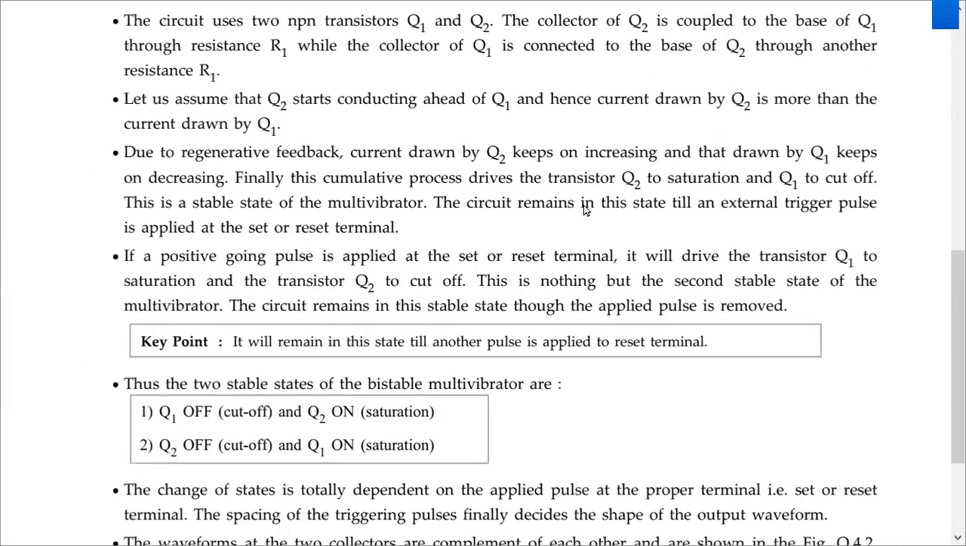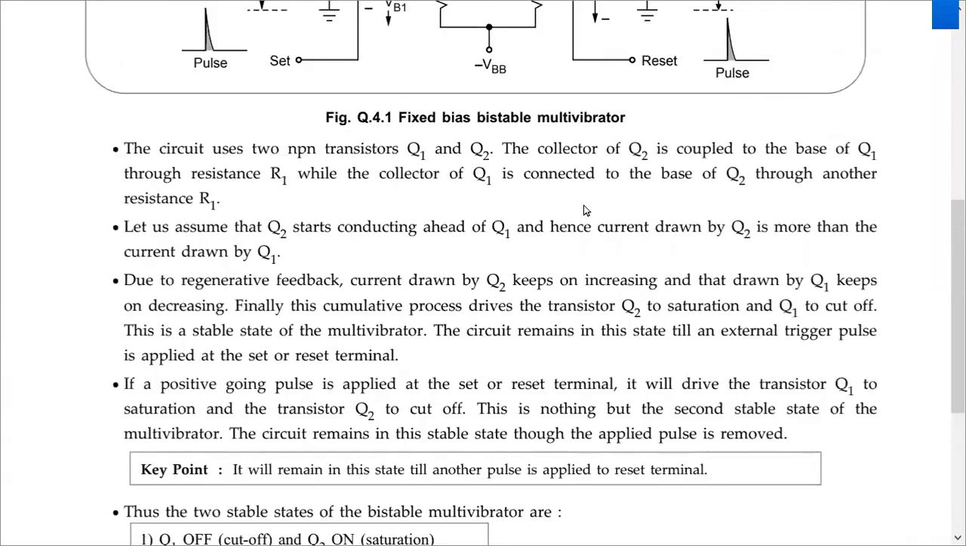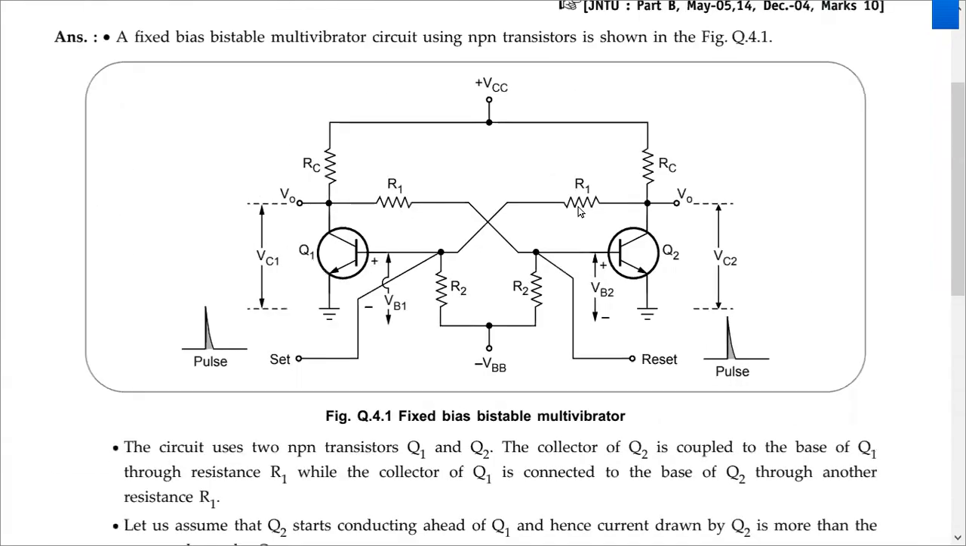Now that we have understood this bistable multivibrator, let us see a few more circuits in order to improve its performance. First let us see the drawbacks. Here, suppose we connect a load. The load we can connect either at VC2 or at VC1.